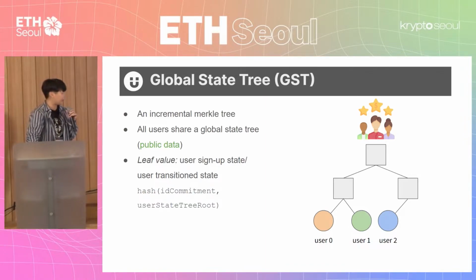And the global state tree, as we said before, is the hash of the ID commitment and the user state tree root. And when a user signs up, it will insert a leaf in the global state tree in this protocol. And also, a user state transition will cause a new leaf to be inserted. And we will introduce the user state transition later.